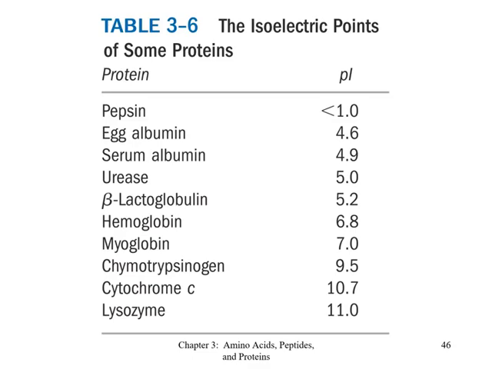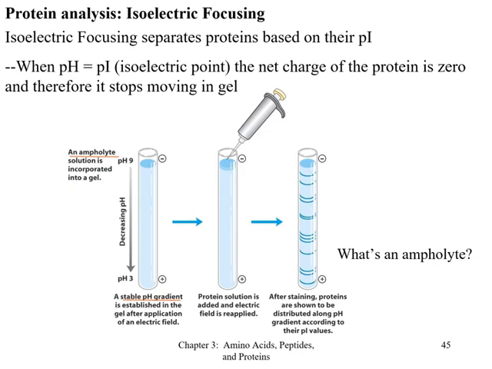Proteins can be separated according to their isoelectric points. Isoelectric focusing. In this technique, an electric field is used to isolate proteins according to their charge. To do this, a pH gradient is established in a test tube. In this example, we have a pH of 9 at the top of the test tube and a pH of 3 at the bottom of the test tube.